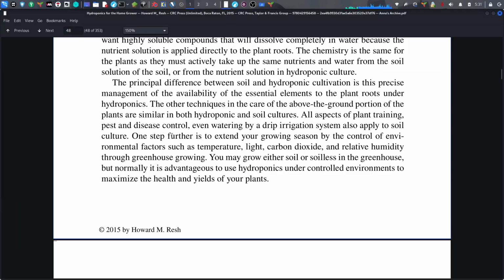One step further is to extend your growing season by the control of environmental factors such as temperature, light, carbon dioxide, and relative humidity throughout greenhouse growing. You may grow either soil or soil-less in the greenhouse, but normally it is advantageous to use hydroponics under controlled environments to maximize the use and yields of your plants.